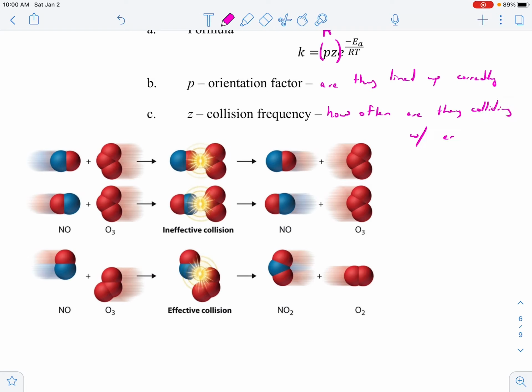With enough energy, because they still have to hit. And even if they're hitting at a very low energy, that's not enough. So they have to have enough energy in this collision frequency.